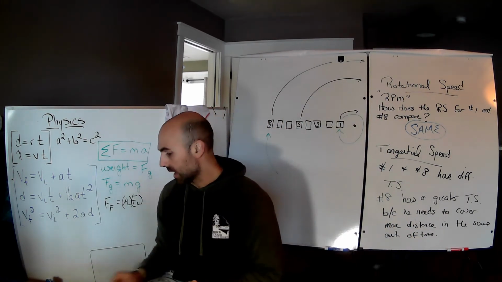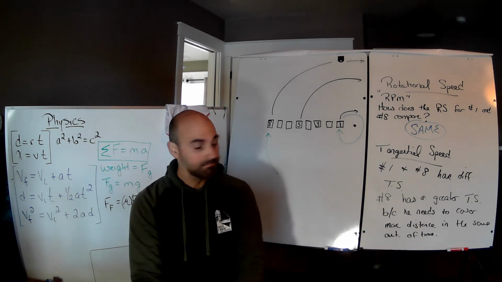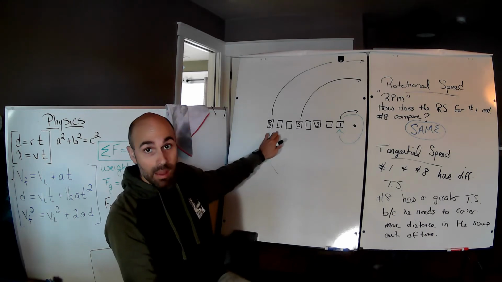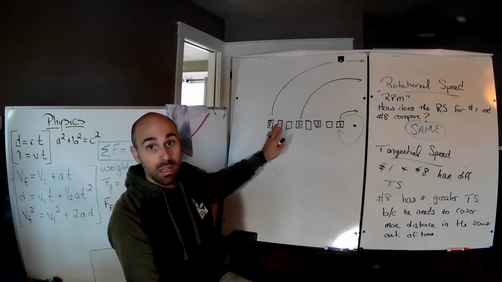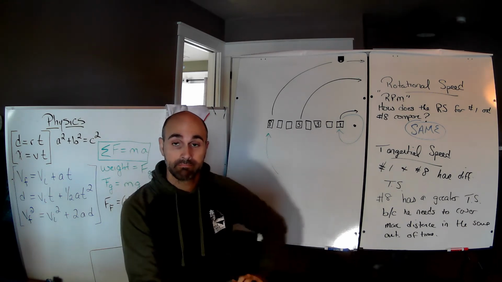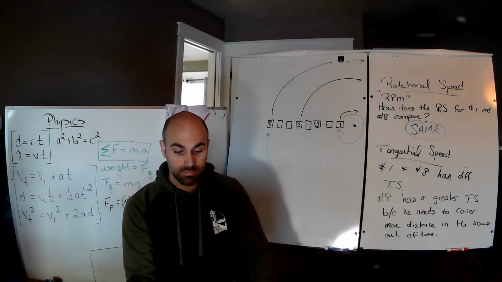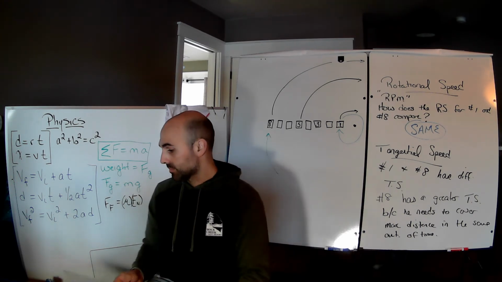I'll let you guys copy that down for a little while. So he needs to cover a greater distance in the exact same amount of time that 1 gets. That's why his tangential speed needs to be greater. He has to cover more distance.